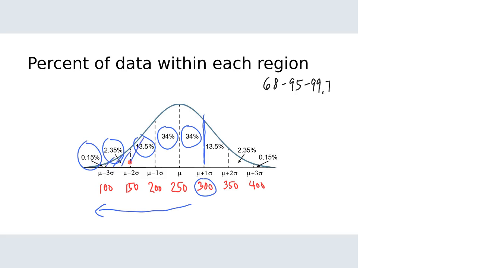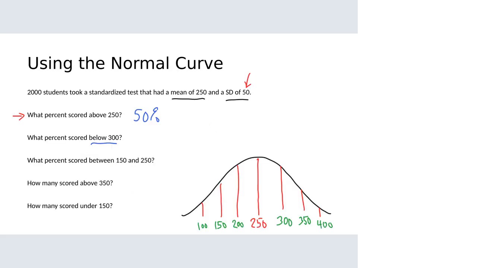What I'm counting up is all of these bars in my histogram, really. And so I need to add all those up. And when I add all those up, I wind up with 84%. If you don't get 84, or you're not sure where it came from, you can let me know. But I'll get 84% of the data is below 300.